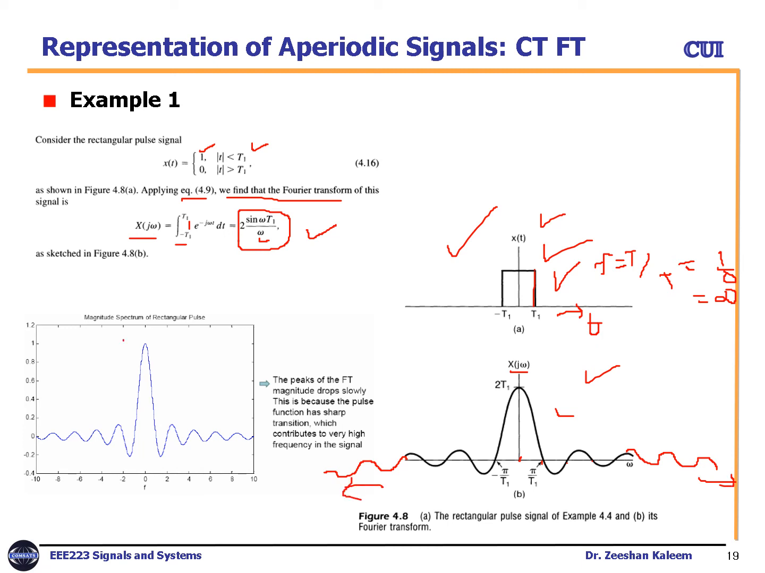Here we also have a plot, the same plot, just to show you that the peaks of the Fourier transform magnitude drop slowly. This is because the pulse function has a sharp transition, which contributes to very high frequency in the signal. Since it has a sharp transition, there will be more frequencies.